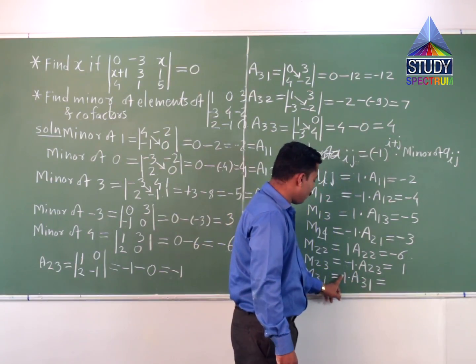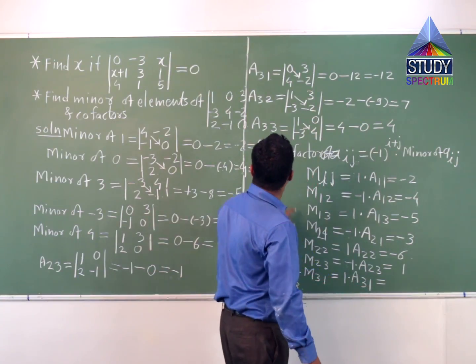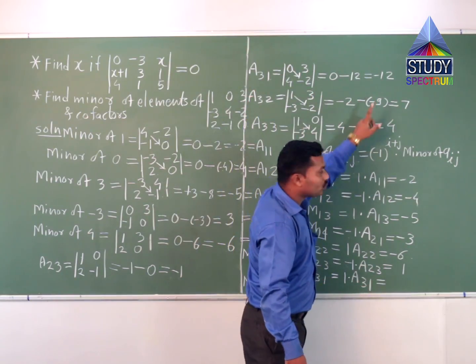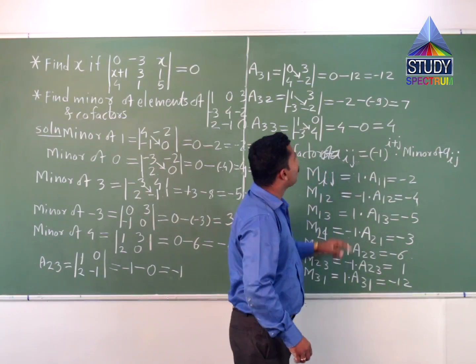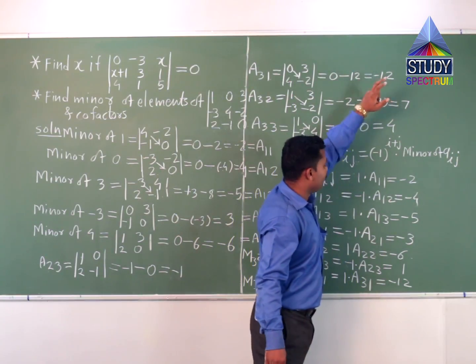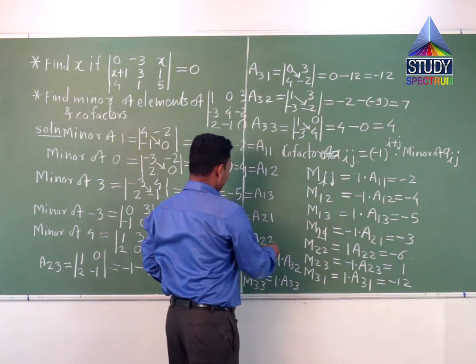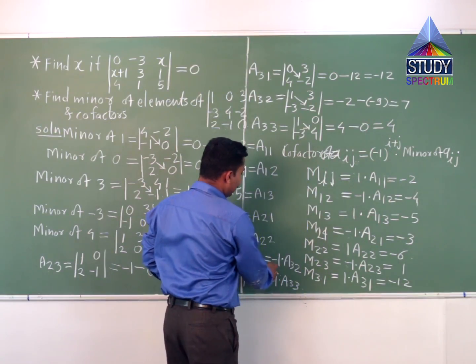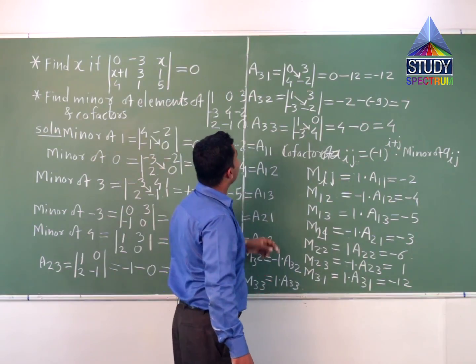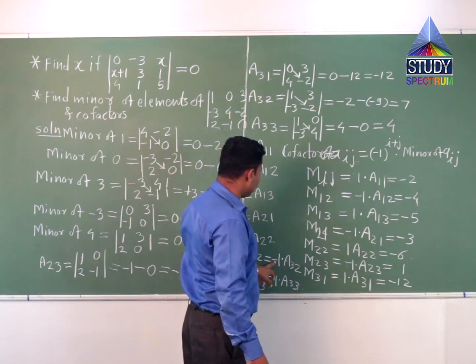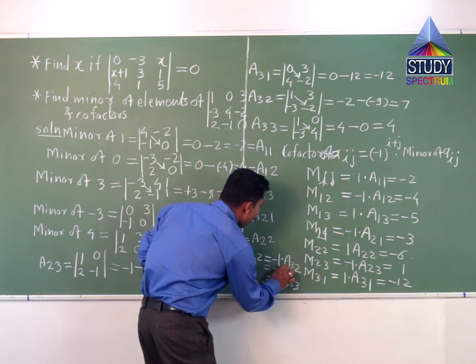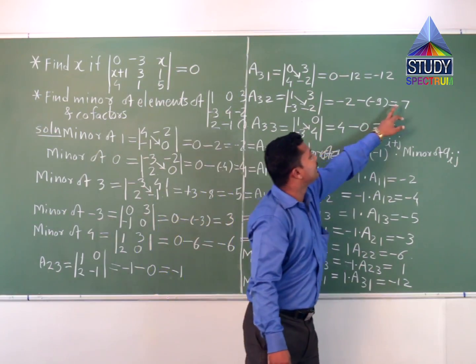a31 is a positive plus 1. So a31, what? a31 is minus 12. So minus 12 as it is. No change in the sign of the minor of a31. Again the same. Here is minus 1 into a32. a32 means 7. So 7 into this minus 1 is minus 7, meaning only the sign changes. Here is a plus 7.